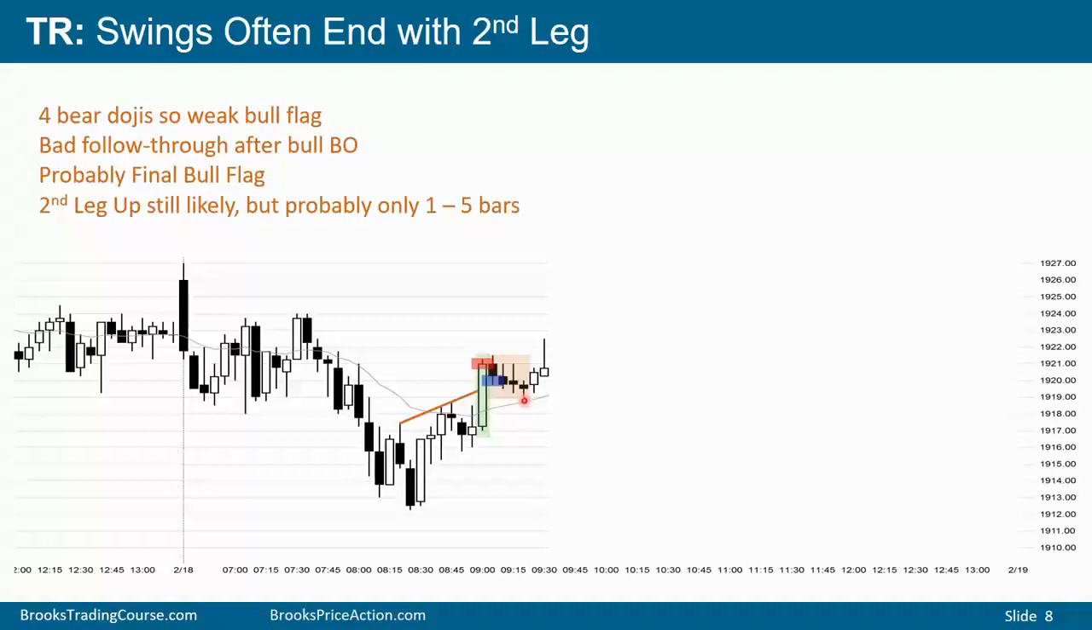Four bear dojis. It's important that the bodies are shrinking and that the bodies are not particularly big. However, it's bad follow-through after a bull breakout, and therefore this small bull flag might be the final bull flag. Remember, I said the bulls were expecting at least a small second leg up. Well, it might be a small leg up, lasting just 1, 2, 3 bars. This is a potential final bull flag.